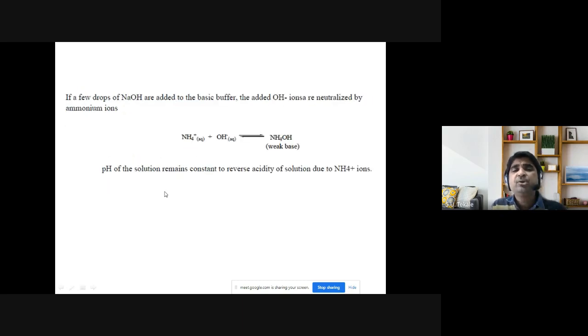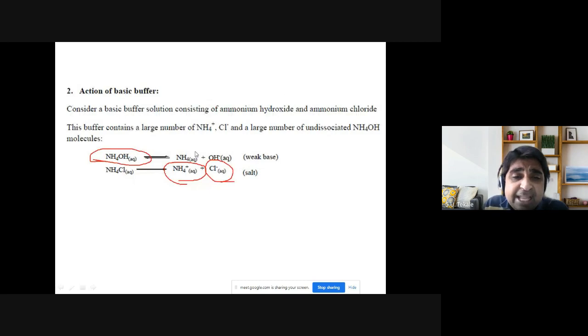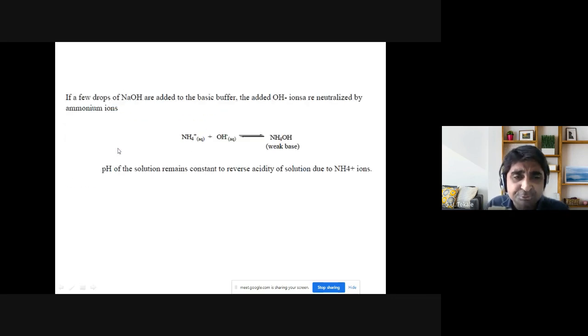Now, if a few drops of base are added, let us consider NaOH or KOH is added. So if we are trying to add some base, that is say hydroxide base, then what is happening there? The OH minus ions will react with these NH4 plus ions and they will form undissociated ammonium hydroxide molecules.